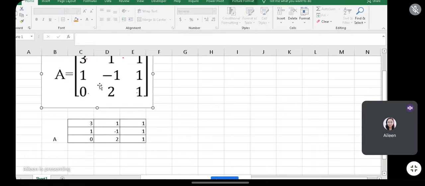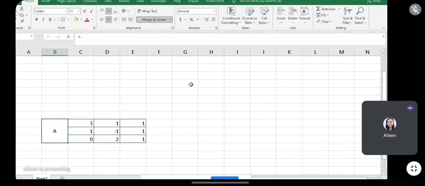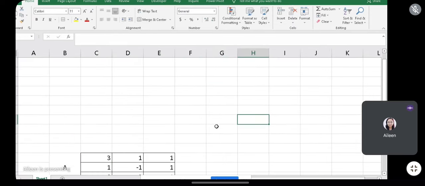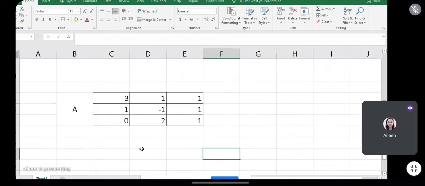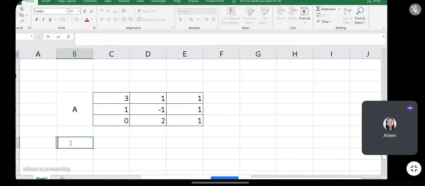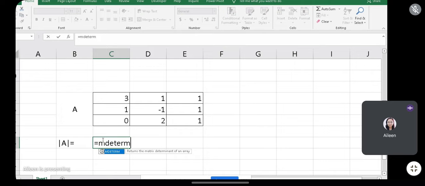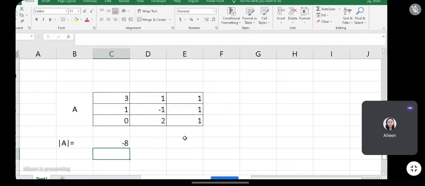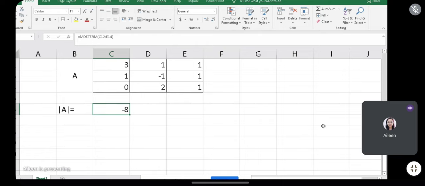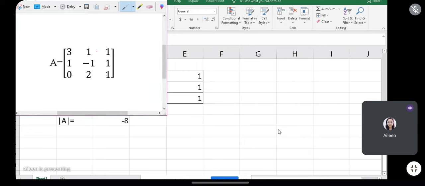First, what is our first step? Our first step is to find the determinant. To find the determinant of the matrix, you type equals MDETERM, and let's put the absolute value of A. That is equal to MDETERM, the term for determinant. Then just highlight the matrix and press enter. Therefore, your determinant of A is negative 8.